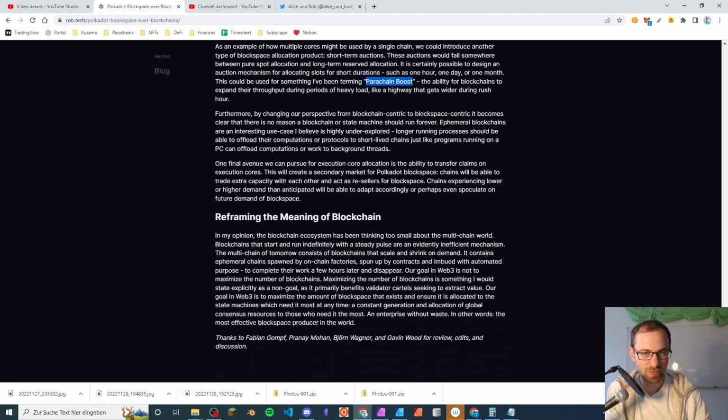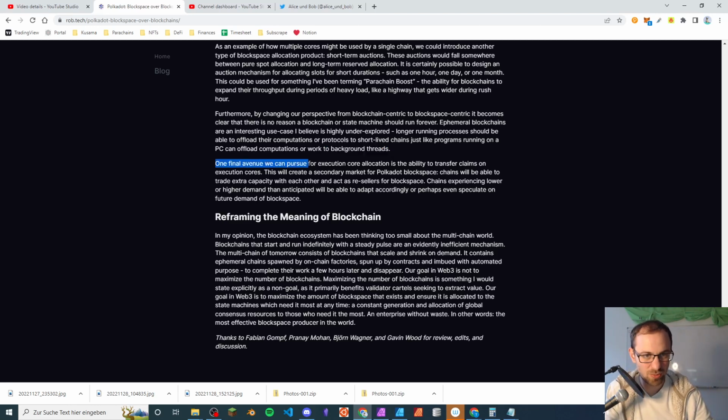Furthermore, by changing our perspective from blockchain-centric to block space-centric, it becomes clear that there is no reason a blockchain or state machine should run forever. Ephemeral blockchains are an interesting use case. Ephemeral, so a blockchain that just comes, stays for the amount of time it is needed, and then it goes. It's an interesting use case, I believe, that is highly underexplored. Longer running processes should be able to offload their computations or protocols to short-lived chains, just like programs running on a PC can offload computations or work to background threads. So if there is any complex execution that takes quite some time, it could be offloaded to an execution core where just this part of the application is uploaded to and executed.